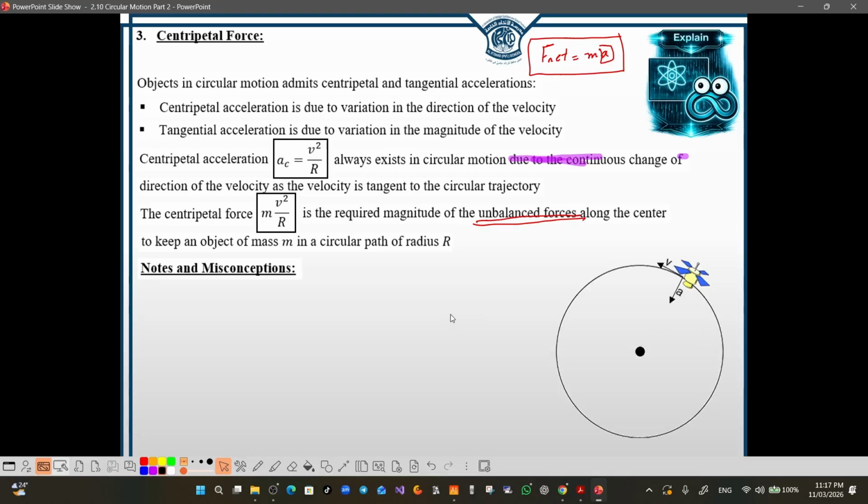Now, notes and misconceptions. The centripetal force is not one force, it's not a force in itself. Then we don't ever represent it in the free body diagram. So we don't involve F_c itself in the free body diagram.